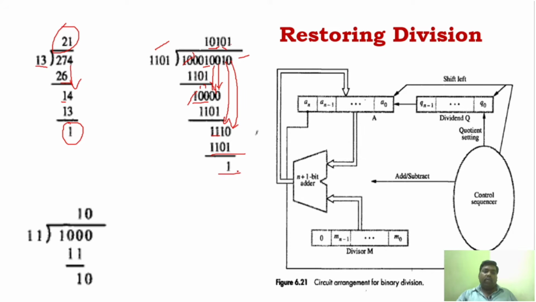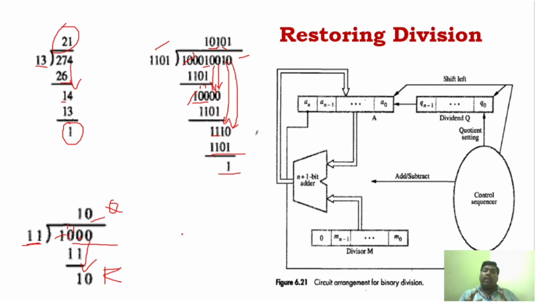Now we'll see another simple example to explain restoring division. Sorry, 11 is the divisor and 1000 is the dividend. So for 11, I'm putting 1 here, so I can take 3 digits. If I subtract this one, 10 will become 1, I'll borrow this one, so 10 minus 1 is 1, and this will be 0. Bring the 0 here. So the quotient is 10 and the remainder is 10.